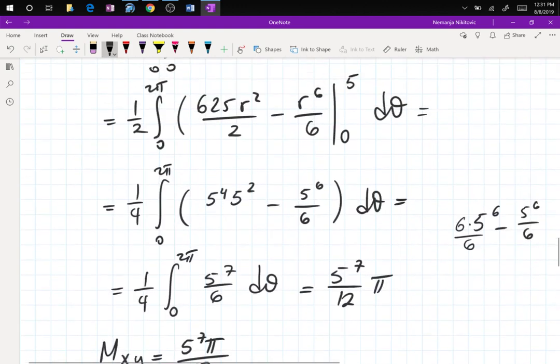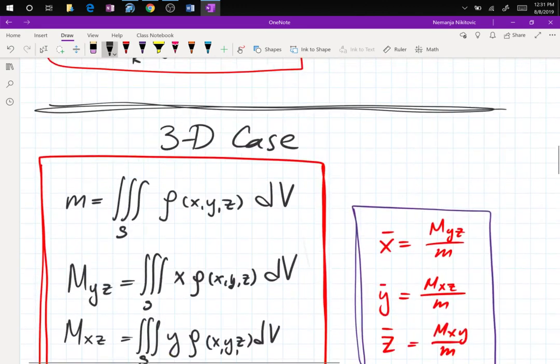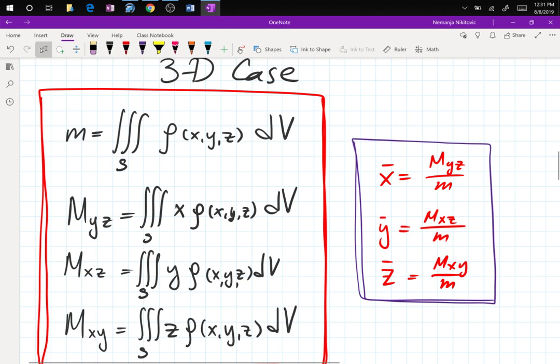The formulas which I gave over here are general formulas where I put dV, and that dV could be rectangular, dz dy dx, could be spherical, which would be rho squared sine phi d rho d phi d theta, or could be cylindrical, z r dr d theta. So that depends on the shape.